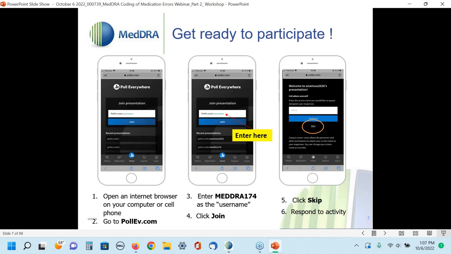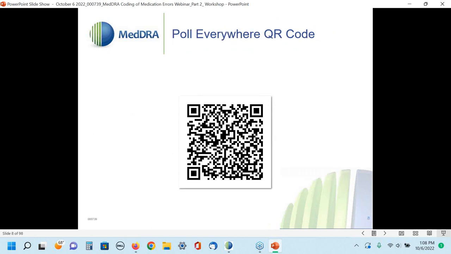So also, you're going to be using PolEV, just to refresh your memory if you haven't seen it. Also in the chat box, there are a couple ways to get the PolEV application available to you. The first is to go on the internet, either on your phone or on your computer, and go to the URL polev.com. When it asks you for a username, type in MedDRA174. Click join. You can skip over the next screen, and then it will allow you to participate answering questions as I present that question on the screen.